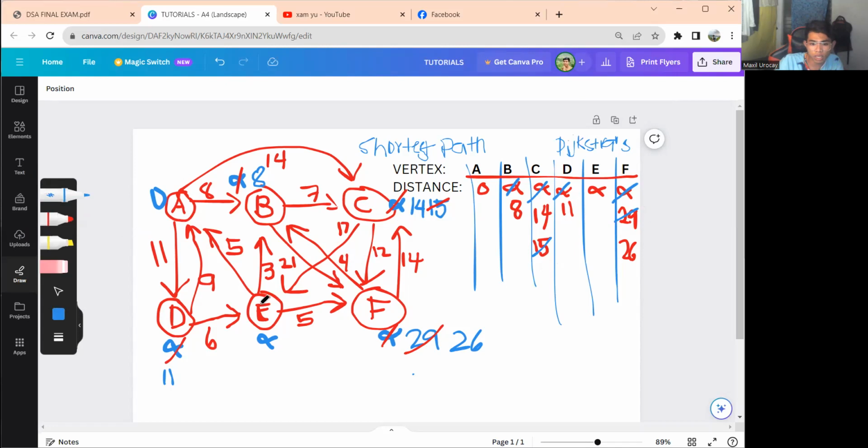Next, C to E. So 14 plus 17. How much will be the total? 14 plus 17, how much? 31. Yes, that is 31. So 31, then update, cancel the infinite for E, then E will become 31. Okay, there you go. Cancel the infinite, class. I'm using different colors so you can understand better. All right, so we are done with C earlier.